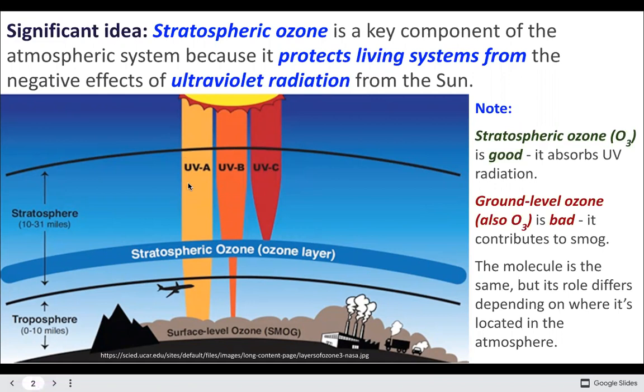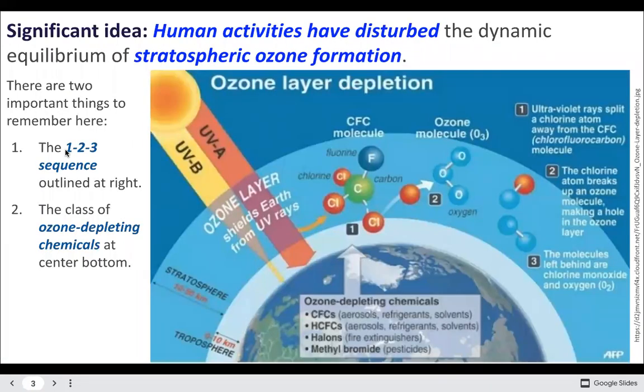Some of this UV is actually good for you. So UVA helps give you vitamin D, which is why it's important to go outside, and also why sometimes in the wintertime when it's really dark out, people have seasonal affective disorder, SAD, because they're not getting as much of that vitamin D. Human activities have disturbed the dynamic equilibrium of stratospheric ozone formation.